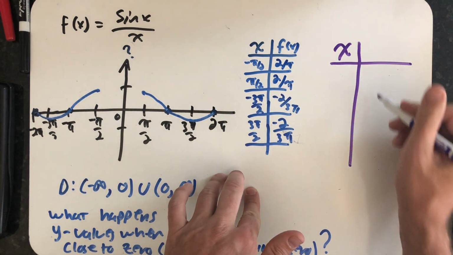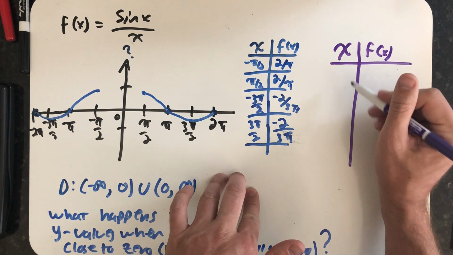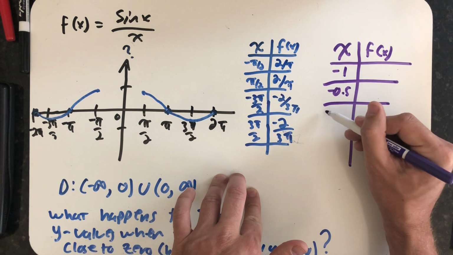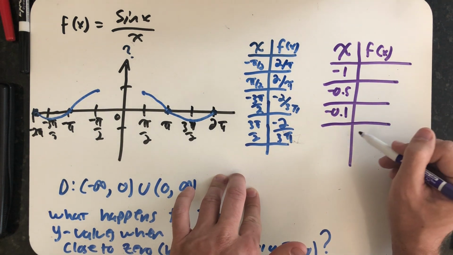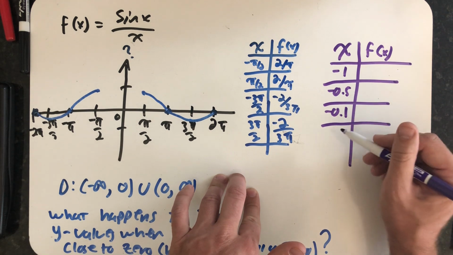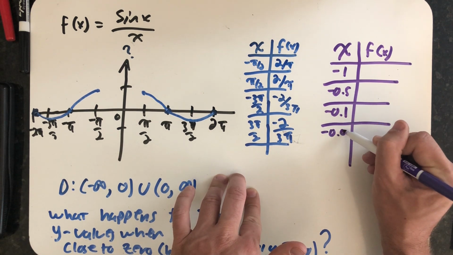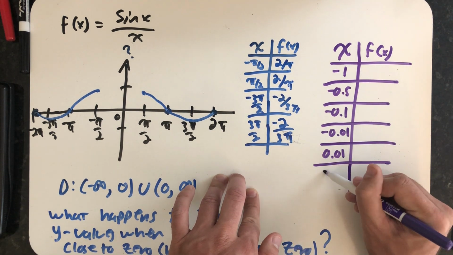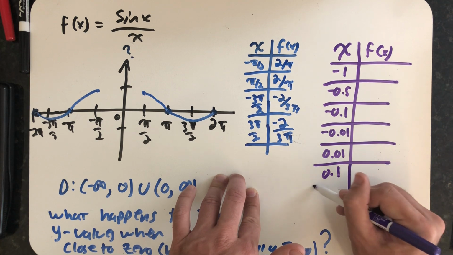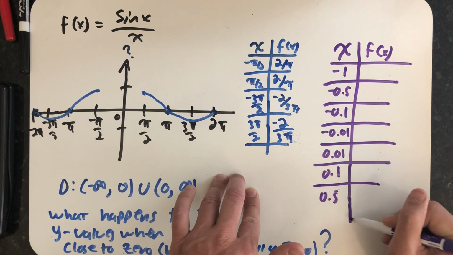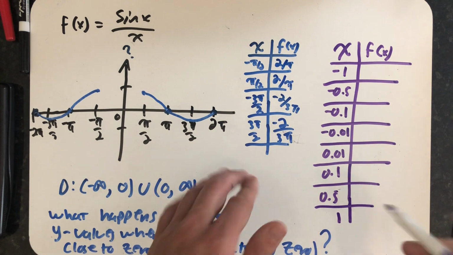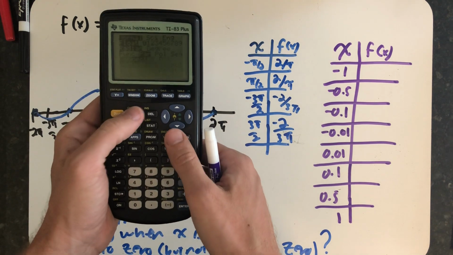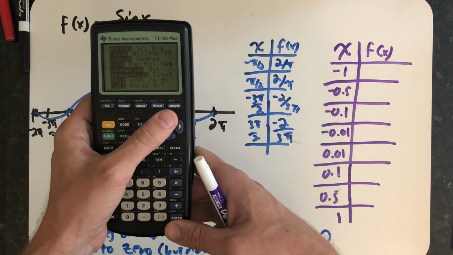So this will be my table helping me explore what happens when x gets closer and closer to 0 without actually getting there. So I'm just going to pick numbers that get closer and closer to 0 from both sides. And this time I do think I'll use my graphing calculator to help us out. So, I'm going to take my handy dandy TI-83. And because I'm dealing with a trig function here, I want to make sure I'm in the radian mode.